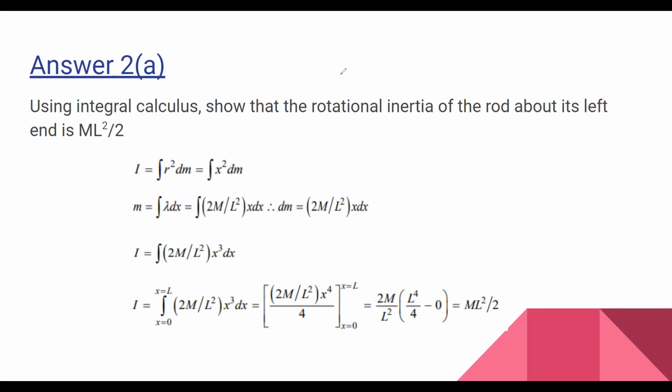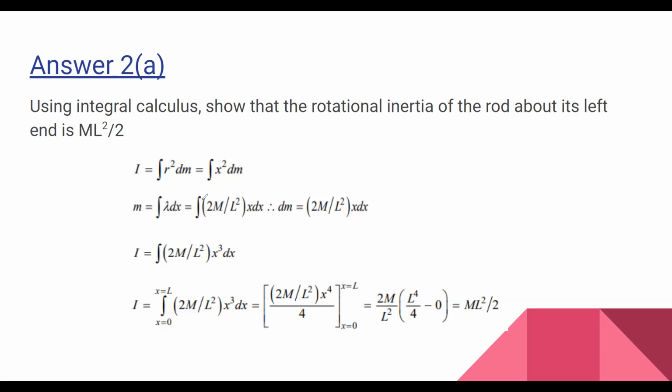So you have to turn that dm into dx. Since we know that m over L was given by lambda, your linear mass density, we can rearrange that to become m equals lambda x. Obviously it's not an exact multiplication, we have to integrate because lambda is not constant. So you'll get the integral of 2m over L squared x dx, and then you can simplify that and add in that x squared.